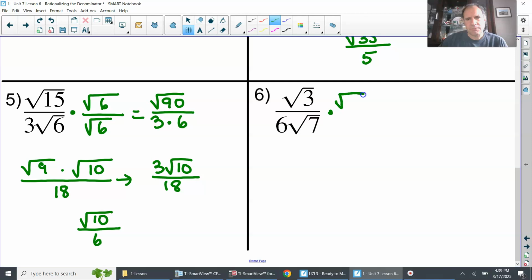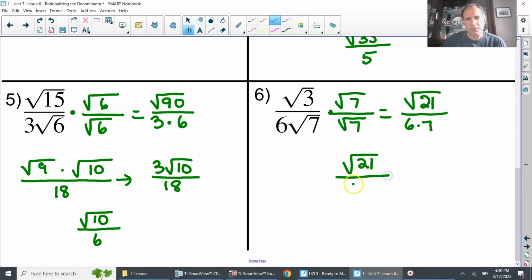Let's talk about this. We're going to multiply by square root of 7 over root of 7 to rationalize the denominator. We're going to get a square root of 21, which is a non-perfect square and has no perfect square that goes into it. So square root of 21 is going to stay whatever it is. So this is 6 times 7, because square root of 7 times the square root of 7 equals 7. And then we have the square root of 21 over 42. And that is your final answer.